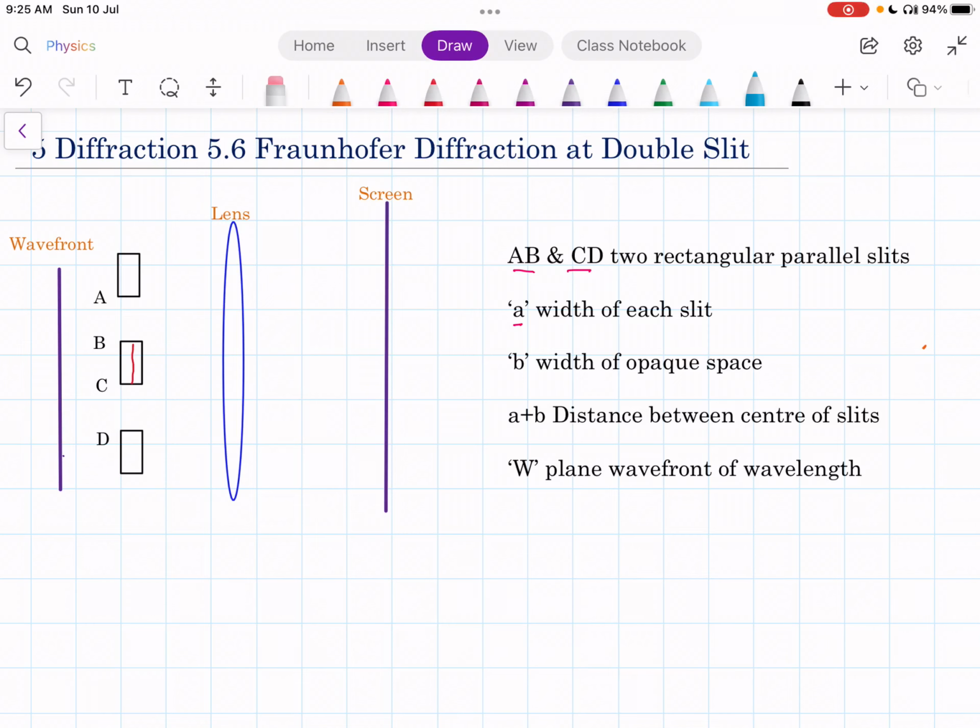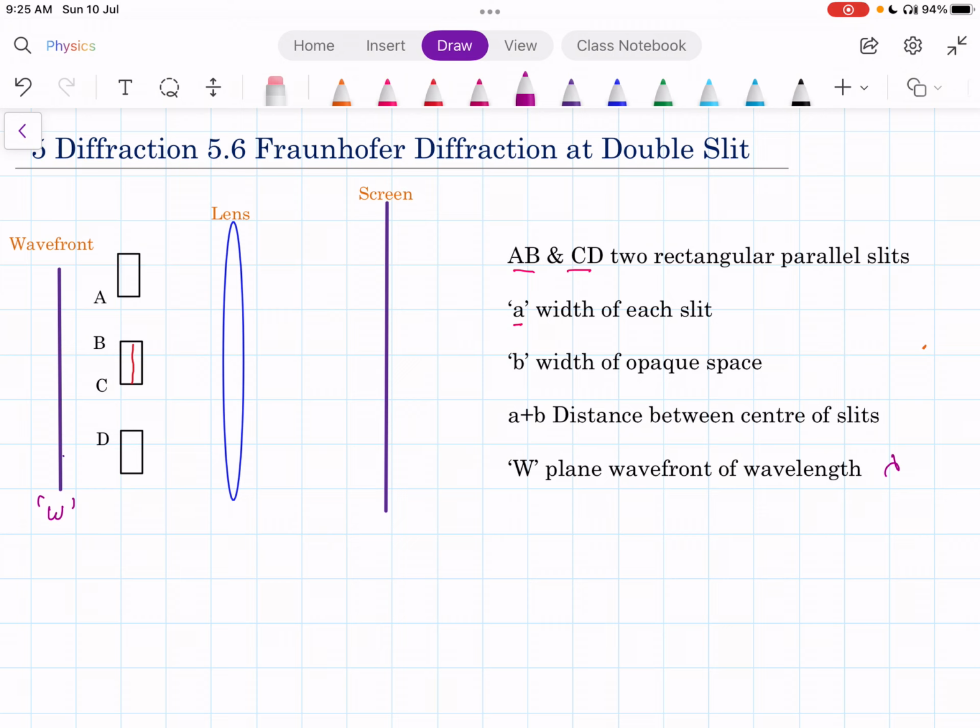In the last lecture, we studied Fraunhofer diffraction at a single slit. In this lecture, we will study Fraunhofer diffraction at a double slit. Let's see first the diagram. In this diagram, this W here is the plane wavefront whose wavelength is lambda.